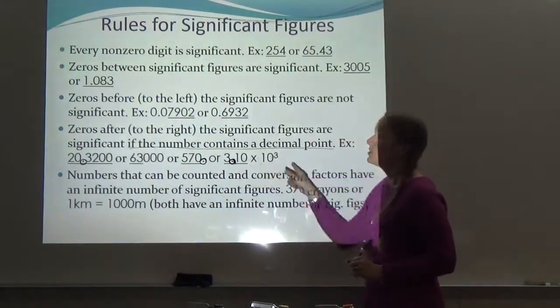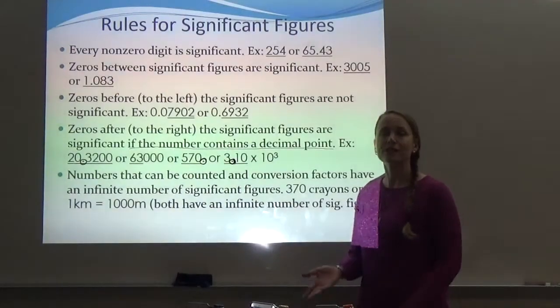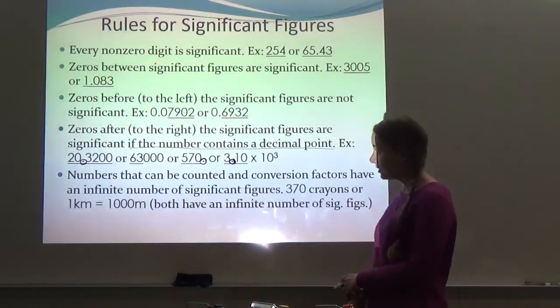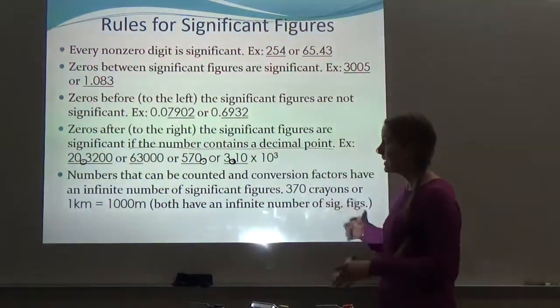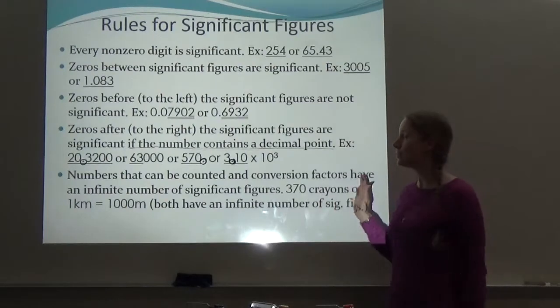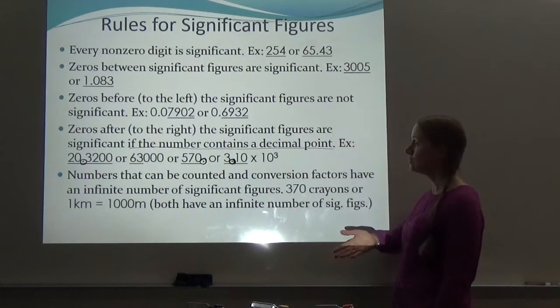The problem is if you start moving the decimal, it starts making it tricky and you start adding in extra significant figures that aren't supposed to be there. So don't move the decimal, just leave it in scientific notation. And then the last rule is easily forgotten, so just be careful. Numbers that can be counted and conversion factors have an infinite number of significant figures.